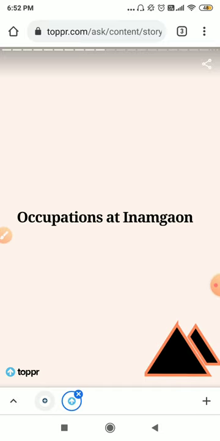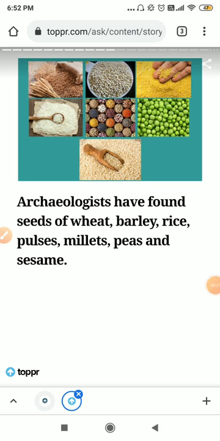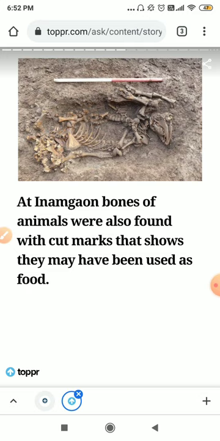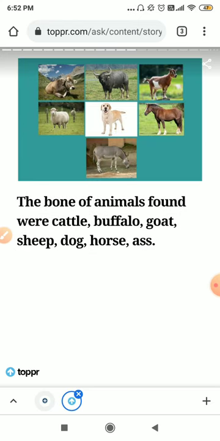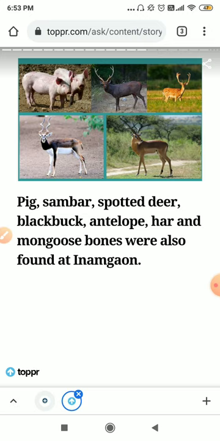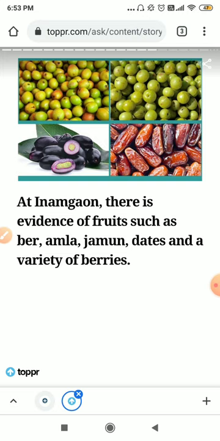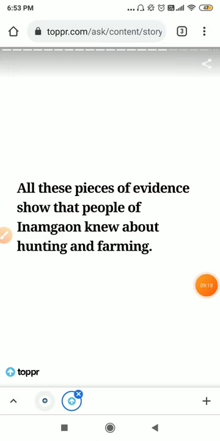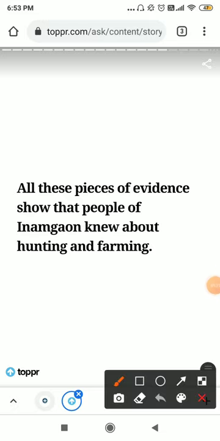Let us now look at the occupations in Inamgaon. The archaeologists have found seeds of wheat, barley, rice, pulses, millets, peas and sesame. At Inamgaon, bones of animals were also found with cut marks that show that they may have been used as food. The bones of animals found were cattle, buffalo, goat, sheep, dog, horse, ass, etc. Pig, sambar, spotted deer, black buck, antelope, hare and mongoose bones were also found. There is also evidence of fruits such as ber, amla, jamun, dates and a variety of berries. All these pieces of evidence show that people of Inamgaon knew hunting and farming.